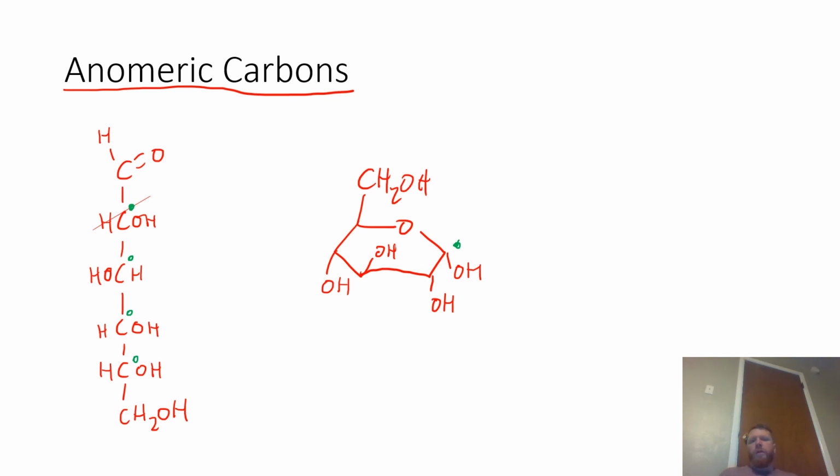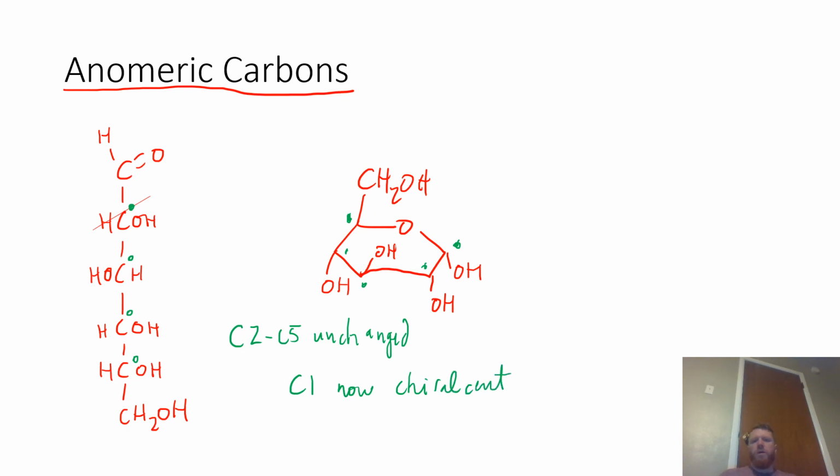So carbon number 1 immediately jumps off the page. Carbons number 2, 3, 4, and 5, there is no difference between those. However, those were chiral centers previously. So carbons 2 through 5 are basically unchanged, whereas carbon number 1 is now a chiral center.